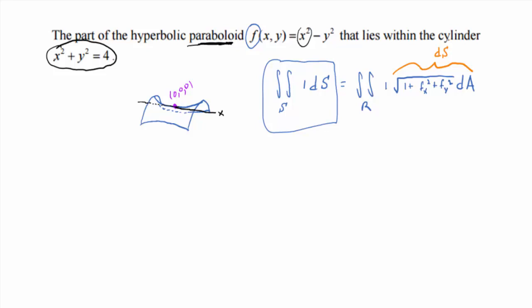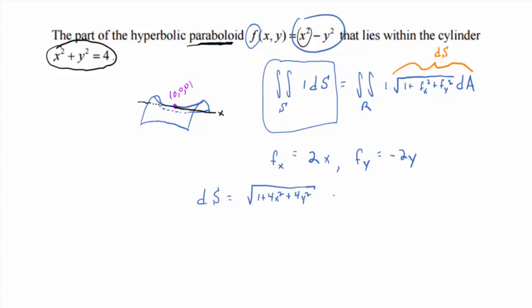All right, what does this formula tell you to find? The partial. So f sub x. Look at this thing. Yeah, 2x. F sub y. Yeah, negative 2y. And then we'll just say dS then. What is dS? So dS is this whole thing. Just plug it in. Square root of 1 plus 4x squared plus 4y squared. Okay. And then dA on the end, right?